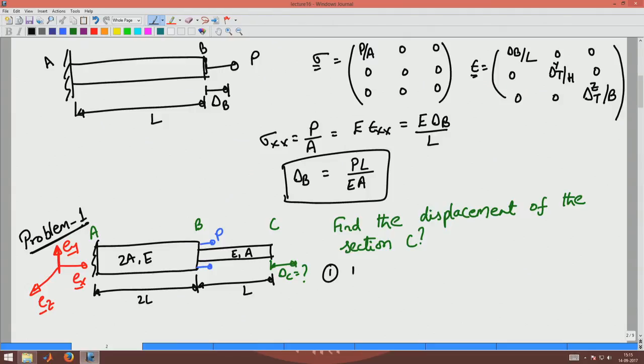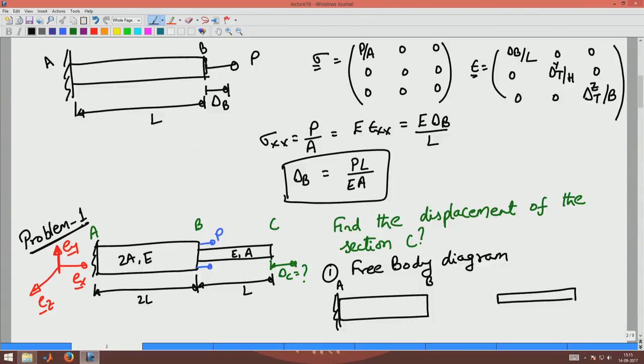First step is to draw the free body diagram of the respective axial members. The two axial members are AB and BC. Since there is no force acting at C, there will not be any force acting at B either, whereas here there is a force P acting there.